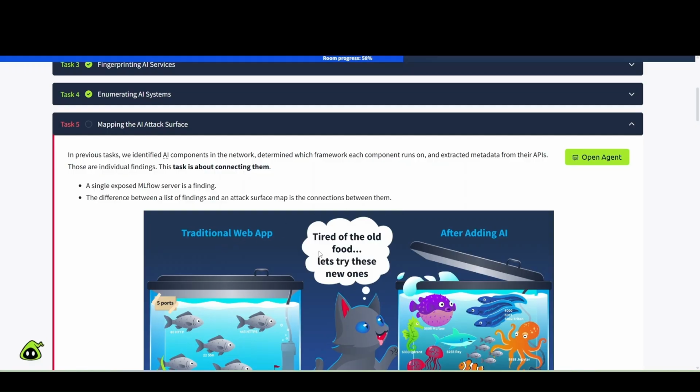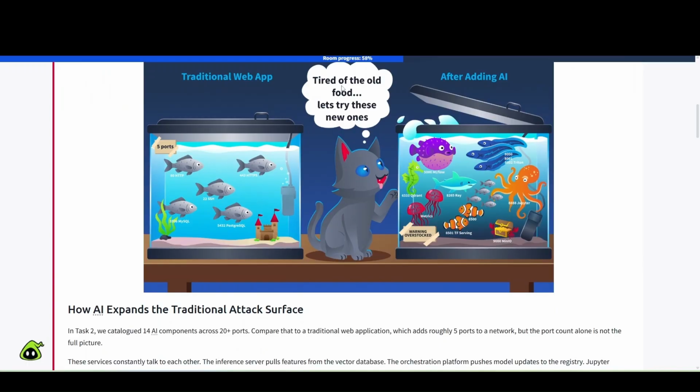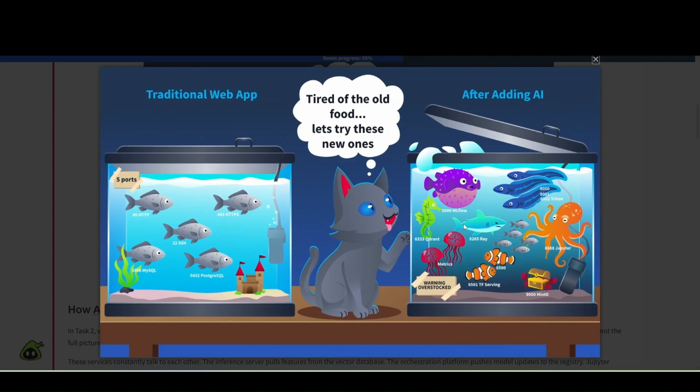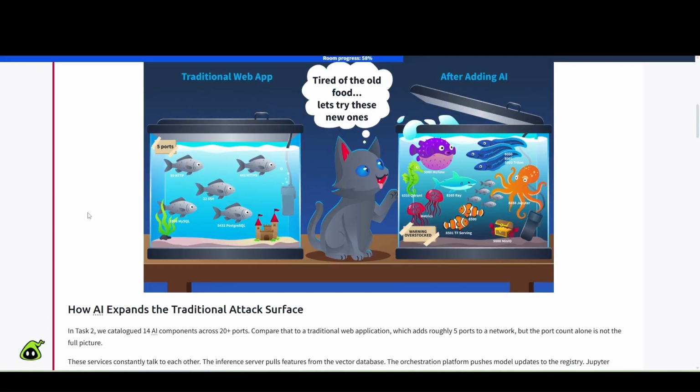Okay, so we have a traditional web app. Tired of the old food? Let's try these new ones after adding AI. Okay, we have all kinds of things inside of here. Okay, so let's go and continue on.